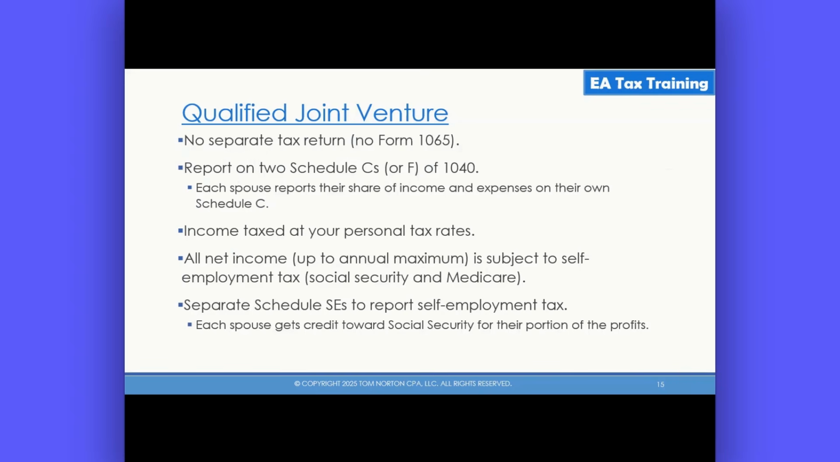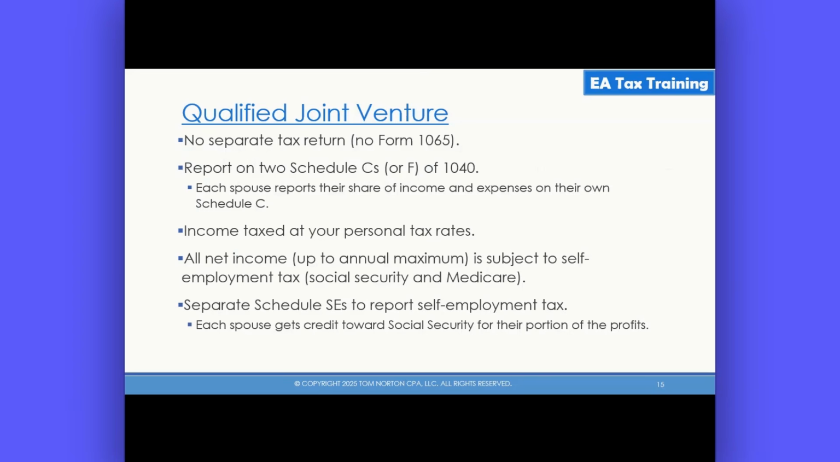For the qualified joint venture, as we said, there is no separate tax return. That's the advantage here. You do not have to file a Form 1065. Instead, you're going to do something that's very unique. You're going to report on two separate Schedule Cs, one for each spouse. So each spouse is going to report their share of income and expenses on their own Schedule C. So if you've got two spouses and they're equal partners, you're going to put half of the income and half the expenses on one Schedule C for one spouse and half on the other Schedule C for the other spouse.